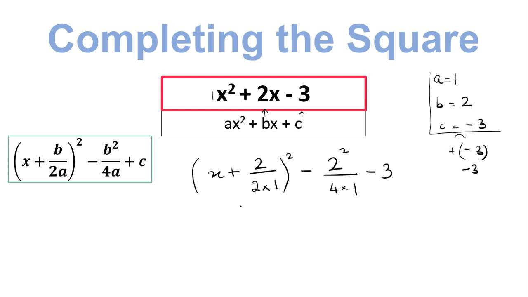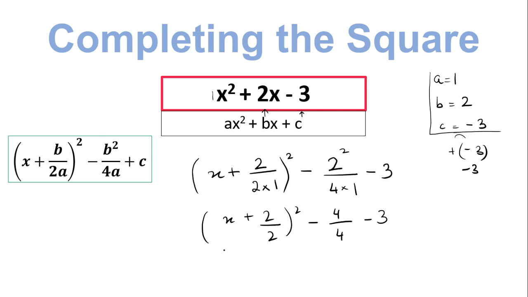Now, if I want to work it out, because this is not the final version of it, you have to work it out. You have to open up, simplify, wherever it's needed, you add, you subtract. So now let's see what we can do. So (x plus 2 over 2) whole squared, because 2 times 1 is 2, minus 2 squared, 2 times 2 again, 2 squared is 4, times 4 times 1 is just 4, minus 3.